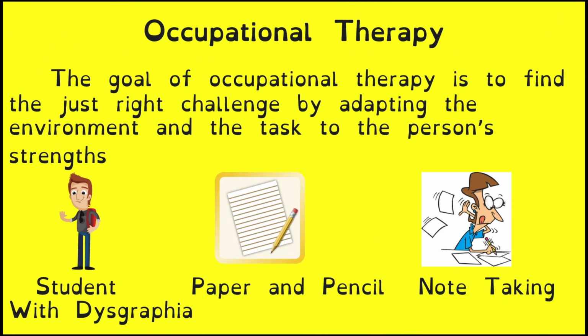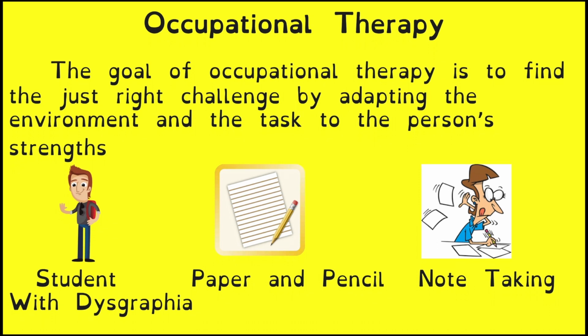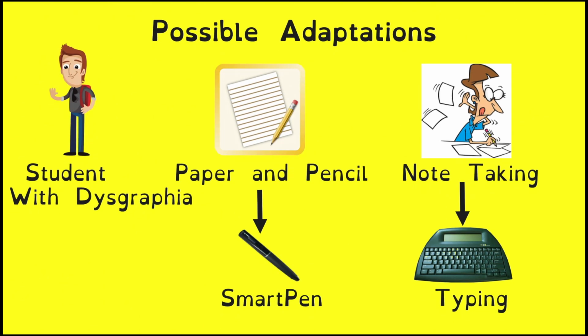So the goal of occupational therapy is to find the just right challenge by adapting the environment to the person's strengths and trying to also modify the activity. So if we go back, we could see that a possible adaptation for a paper and pencil might be a smart pen. And that still has the same activity of note-taking, but now you have a pen that's also recording the lecture, and maybe that allows the student to write in shorthand and not have so much difficulty taking the notes.